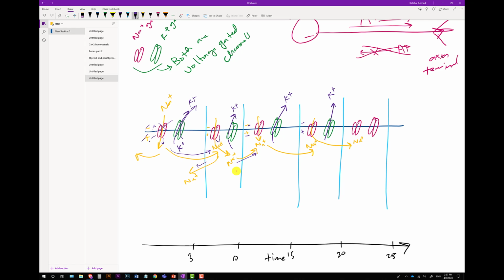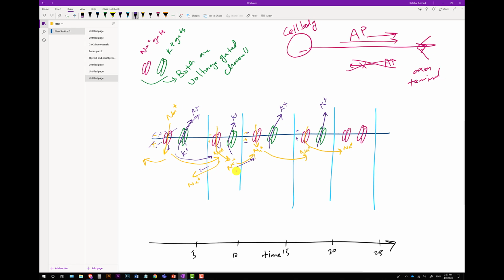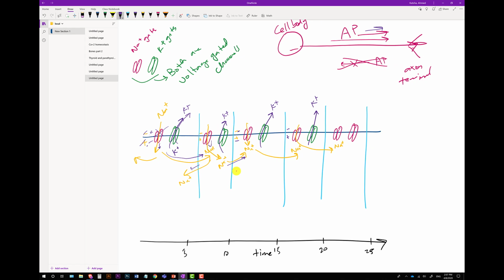So far, this is what's happening in action potential, very similar to how the action potential is spread in the muscles. But we did not yet understand why this is happening only in one direction. In order to understand this, we have to draw the actual action potential lines, the depolarization and repolarization for each one of these segments.